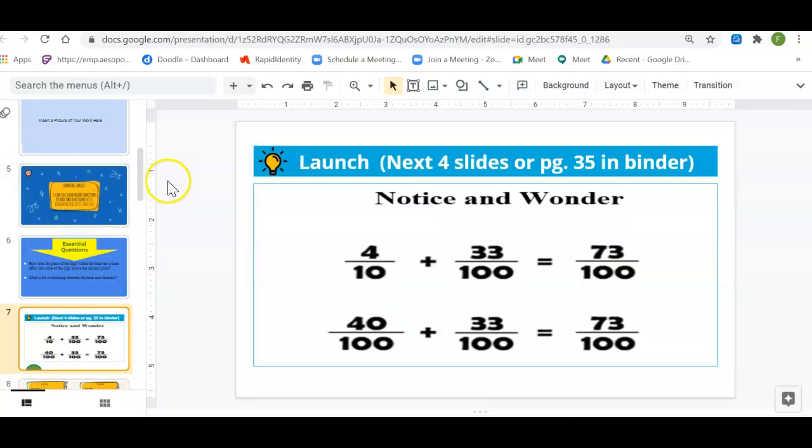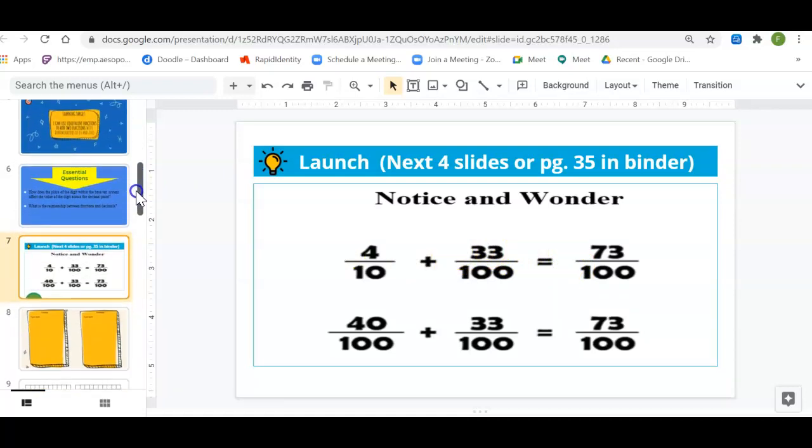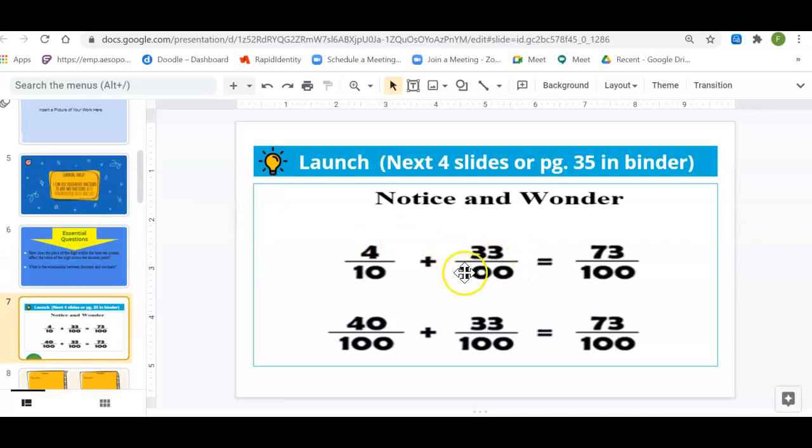Notice and wonder. Now, in this next activity, you have a choice. You can complete it within the binder on page number 35, or I've included it in the next four slides coming up. So what we're going to do is take a look at this slide and the fractions that are being added on here. And then on our next slide, we're going to complete notice and wonder. So go ahead and take a look at this particular slide.